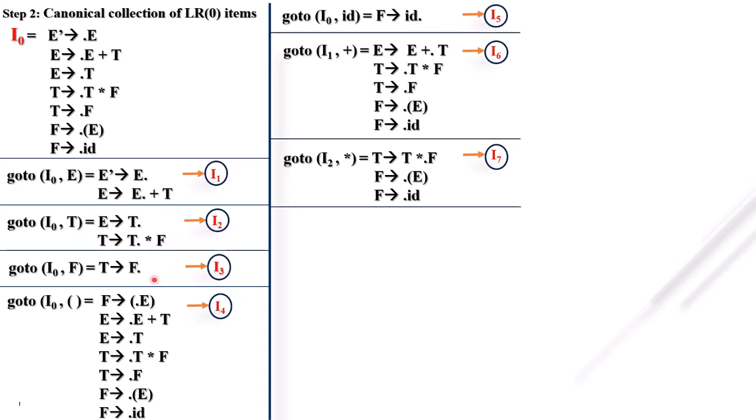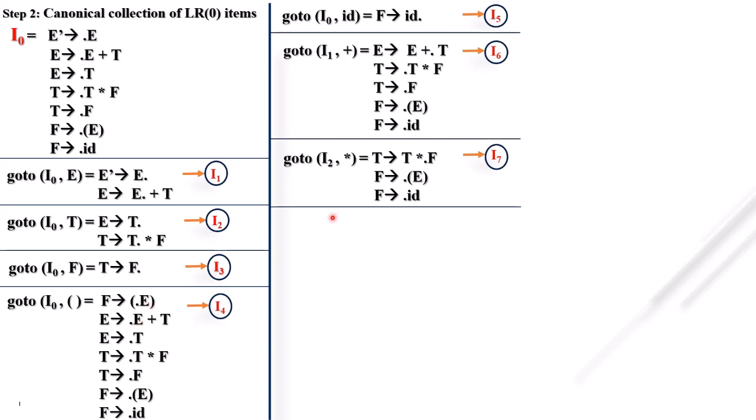Next I3, the dot has already reached the last. Okay, so we don't have to see this I3. Next I4. We start from top to bottom. So I have to perform the go to operation for I4 and capital E. If I perform I4 and capital E, then I have to see all the E that is after the dot in our items. There are two E, you see here, two E after a dot. So we have to perform I4 E in these two productions.